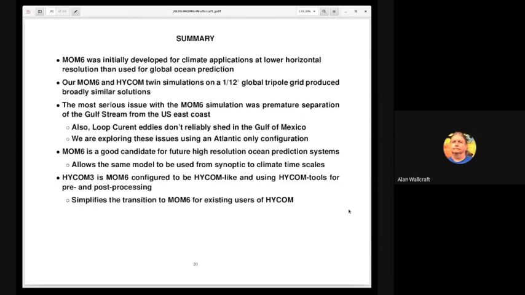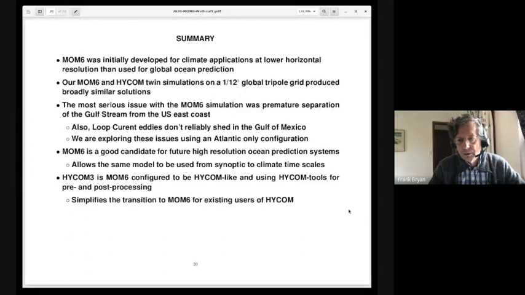HYCOM 3 is MOM configured to be HYCOM-like and using HYCOM tools. And I think long-term, there probably won't be a HYCOM 3. That is, it really is MOM6. But it does simplify the transition from MOM6 for existing users of HYCOM. So that's it. Okay, thanks, Alan.